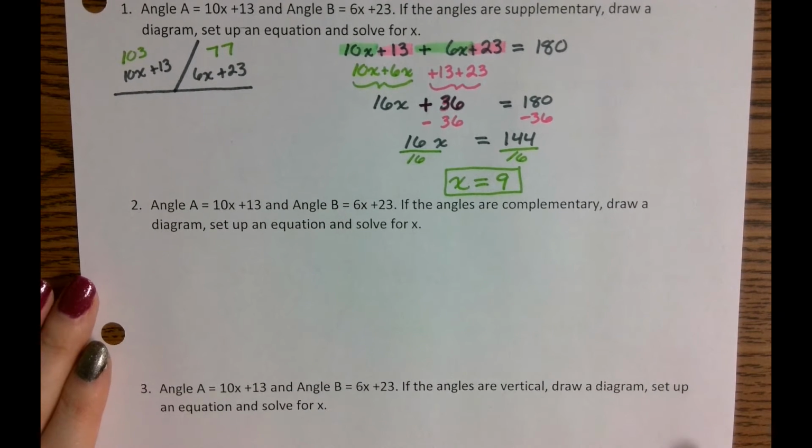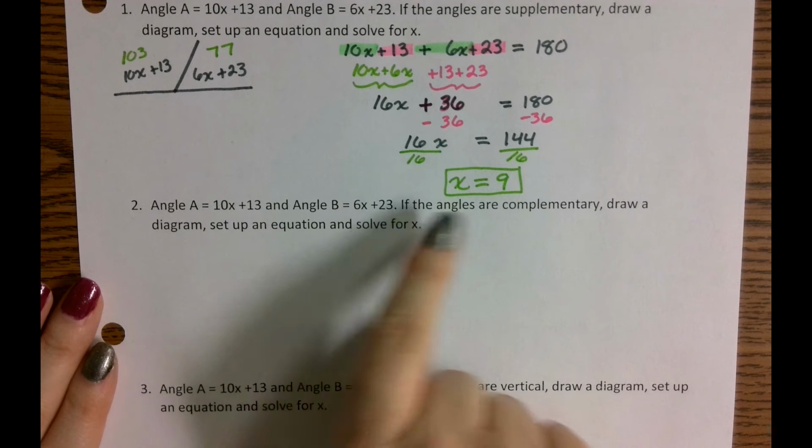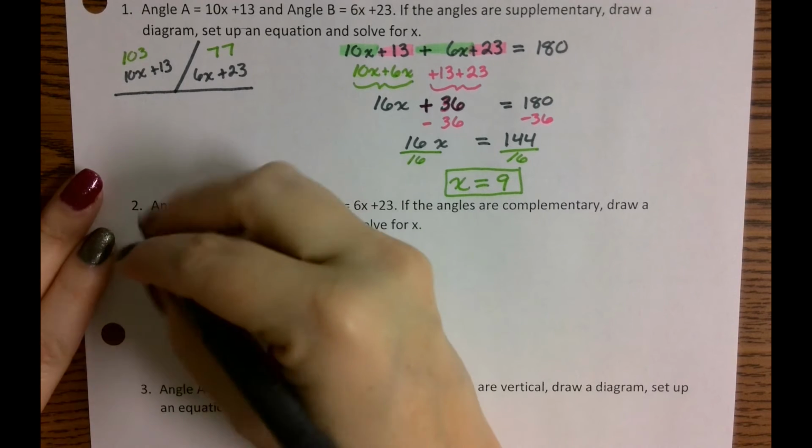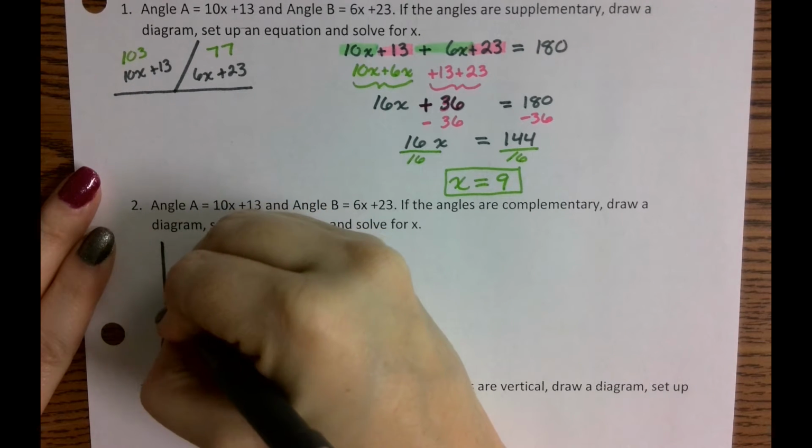Okay? All right. For number 2, same set of angles, but this time we're saying that they're complementary. What is the diagram going to look like if it's complementary? What's the shape look like? Go ahead, Paris. Like half a box or an L, right? Kind of looks like the letter L, or exactly like the letter L.